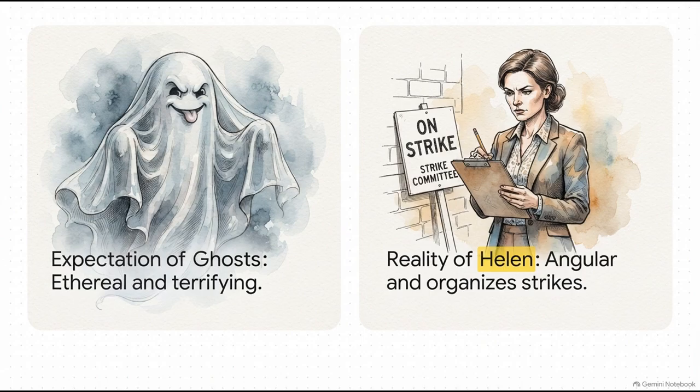Helen is angular. She wears a plaid skirt and a stiff shirtwaist. She used to be a magazine reader, and right now she's organizing a labor strike because the ghost community is overworked. This massive contrast between traditional horror tropes and Helen's really mundane, bureaucratic reality is where the central comedic irony of the story lives. I mean, she even mentions she gave up her previous form because reading terrible stories made her mistake purgatory for paradise.